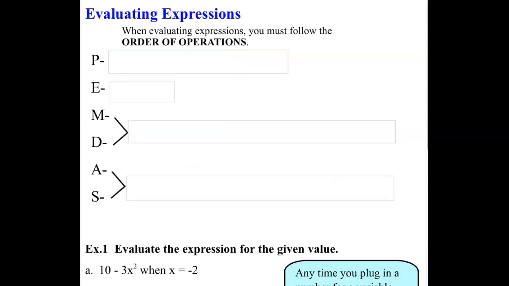All right, so order of operations. When evaluating expressions, you must follow those. Our first one, parentheses or any type of grouping symbol. That could be the rounded parentheses, the more squared off brackets. It could be a fraction bar. That also represents a type of grouping symbol where you have a numerator separated from the denominator.